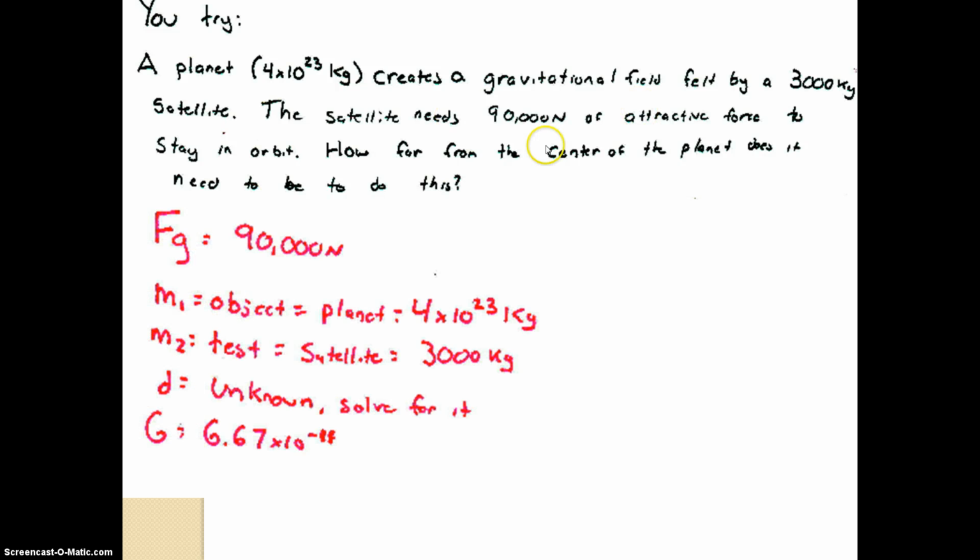Here's what I said. 90,000 newtons of attractive force, that's Fg. M1 is the thing making the field, called the object. This is the planet because it's creating the field, whose mass is 4 times 10 to the 23rd. The second mass is the testing, the thing in the field, experiencing the field. The word felt means it's the satellite, 3,000 kilograms. We're trying to find how far. How far is d? We don't know. And big G is still that 6.67 times 10 to the minus 11th. Can you now please put these in the equation? Don't solve it. Just put it in the equation.